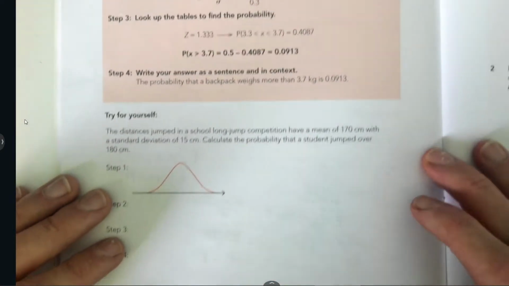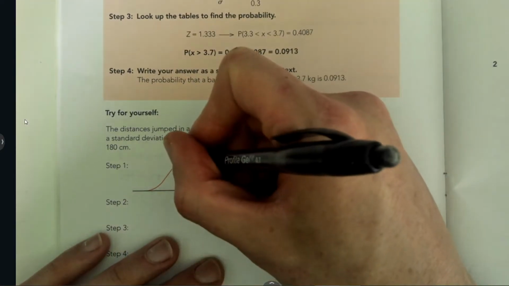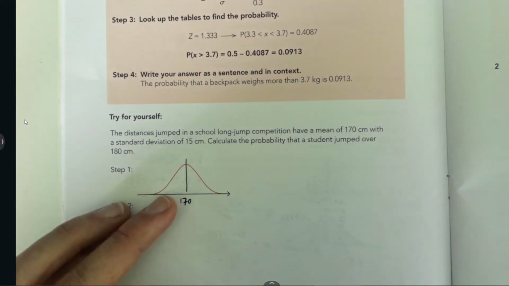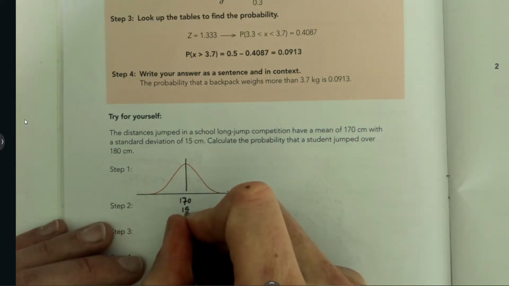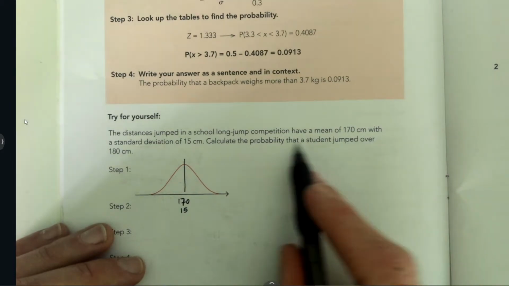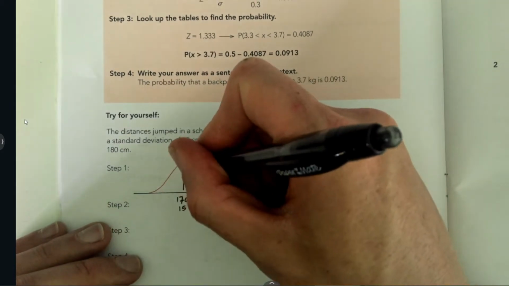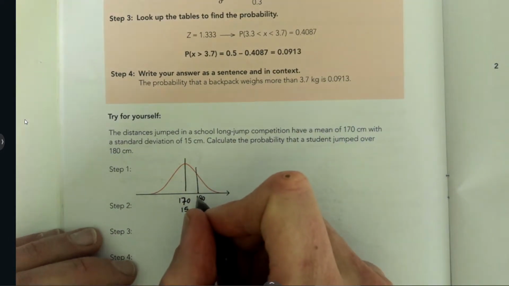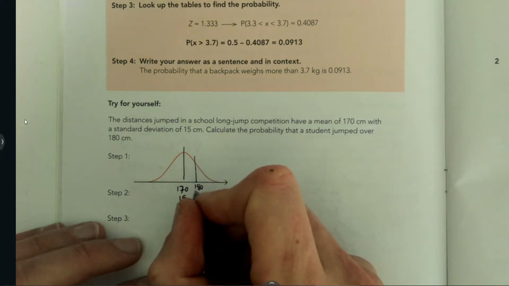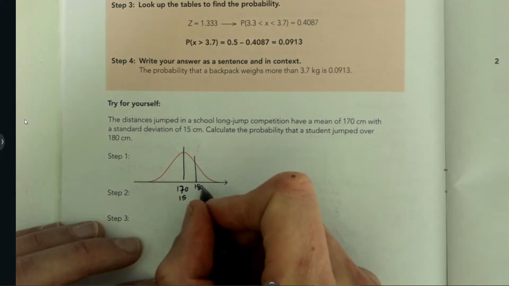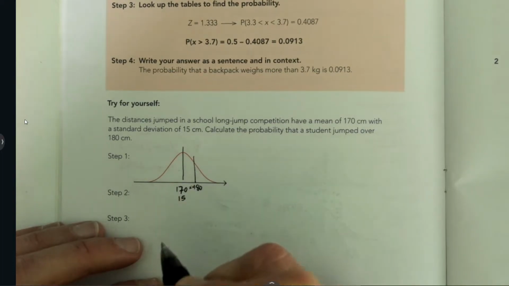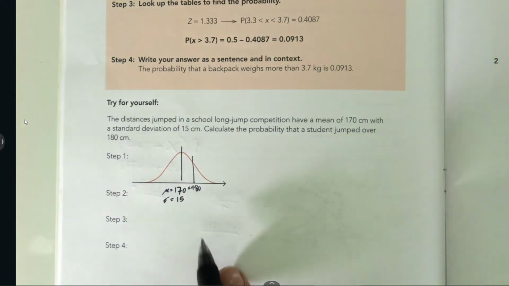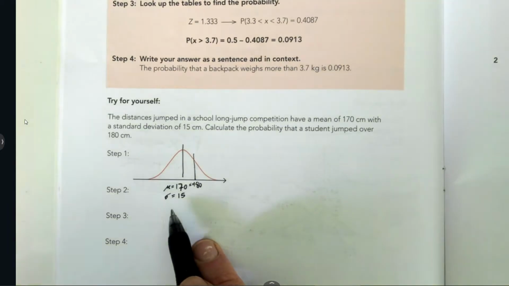Okay, so let's do an example. Mean 170. You probably end up getting a little bit lazy and just start writing it like this, so I'll just do it a little bit lazier. Standard deviation of 15. Calculate the probability that a student jumped over 180 centimeters. I just want to make it as clear as possible. So maybe it is worth labeling, because we still are trying to get our head around what these things are. This is our little x, this is our mean, and this is our standard deviation. Once you get your head around what these things are, you can start being a little bit lazy with them.